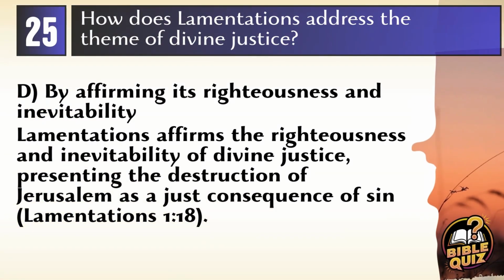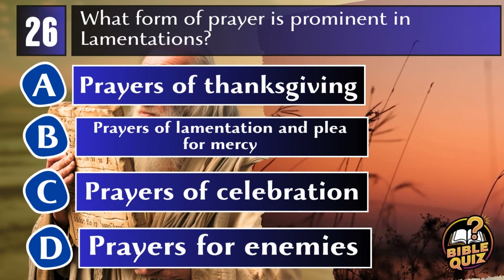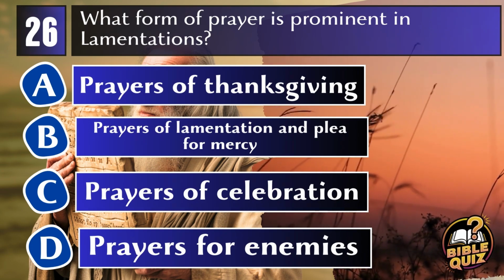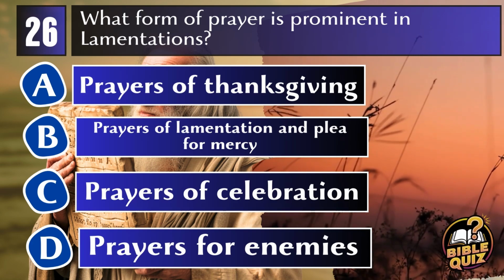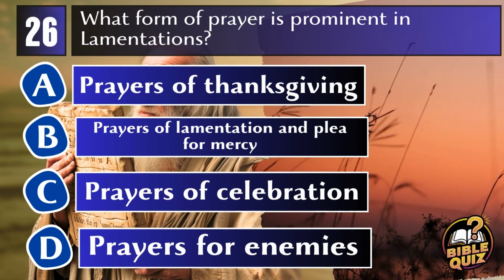Answer D. By affirming its righteousness and inevitability. Lamentations addresses divine justice as righteous and inevitable, presenting the destruction of Jerusalem as a just act in response to the city's and the people's moral failures. Lamentations 1:18. Question 26. What form of prayer is prominent in Lamentations? A. Prayers of thanksgiving. B. Prayers of lamentation and plea for mercy. C. Prayers of celebration. D. Prayers for enemies.